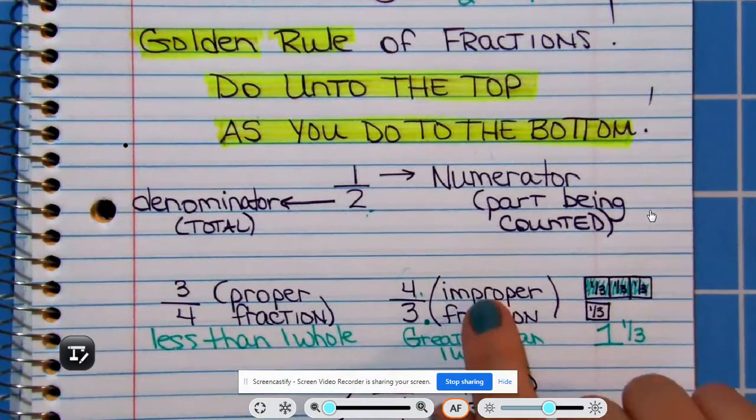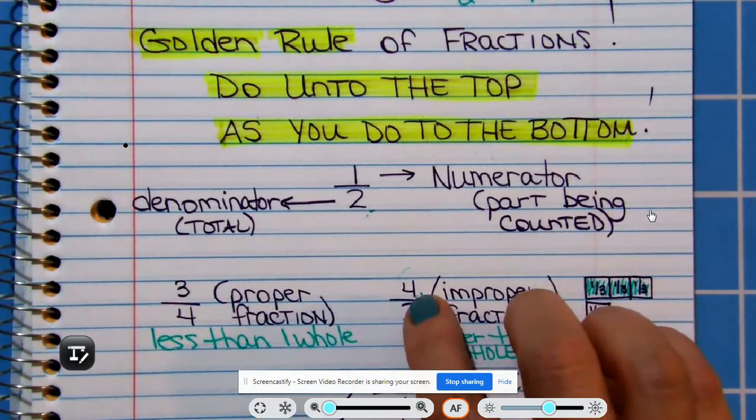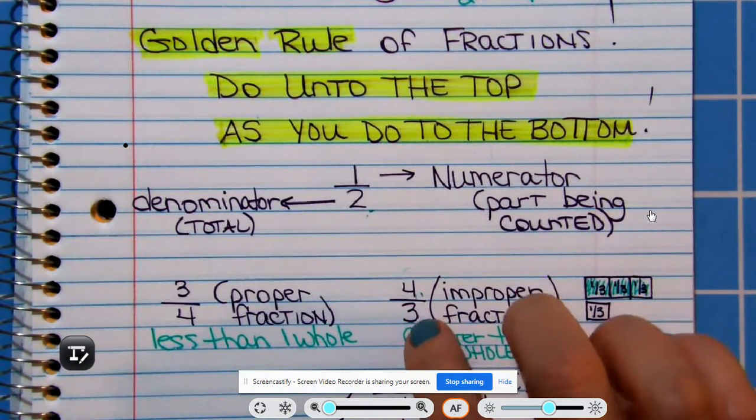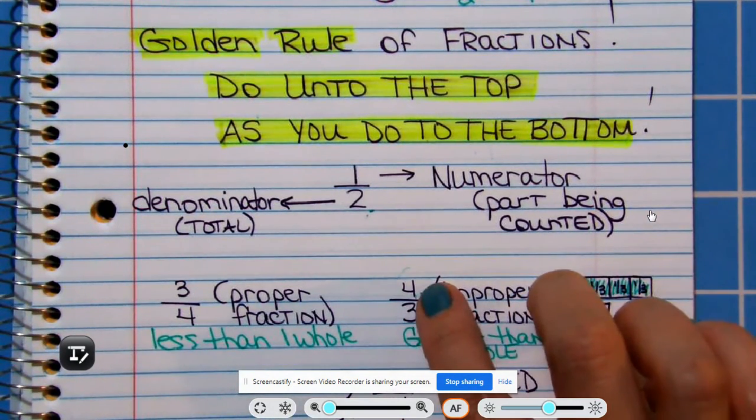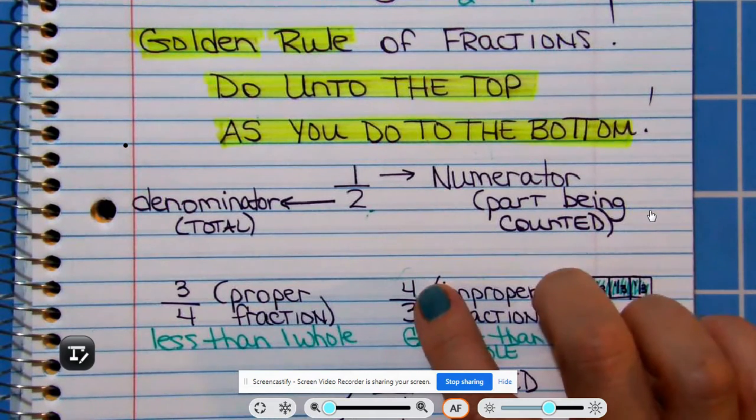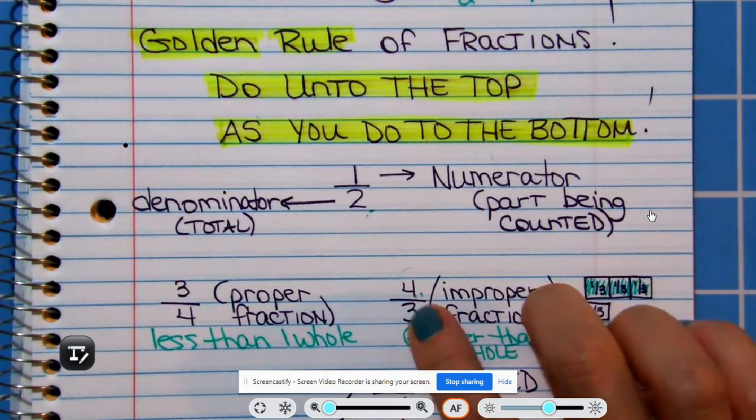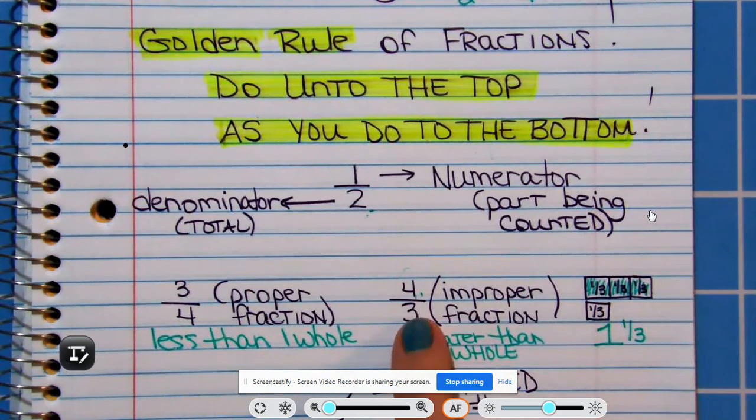All right, an improper fraction has a bigger numerator than denominator. I like to call it top heavy. Your top number will be bigger than the bottom. Those fractions, the improper fractions, are greater than 1 whole. 3/3 would equal 1 whole, but we have 4/3, so we have greater than 1 whole.